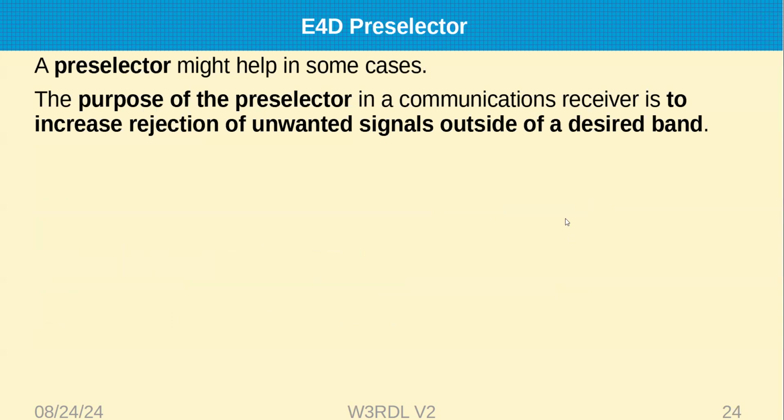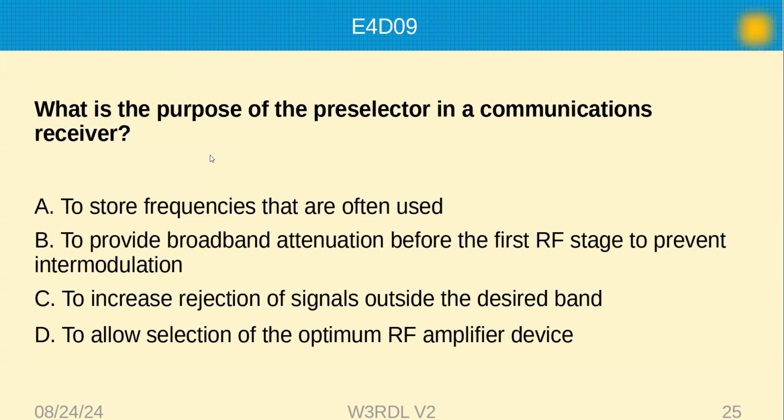Pre-selectors. So you can basically narrow the passband on the front end so that you can filter out signals that are outside of the band you want to listen to. So what's the purpose of the preselector in the communications receiver?